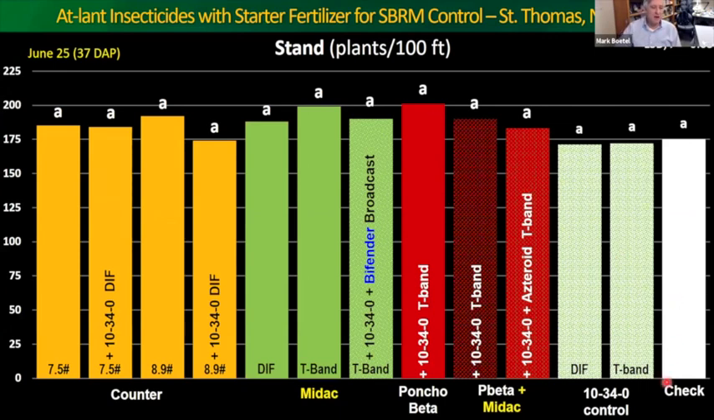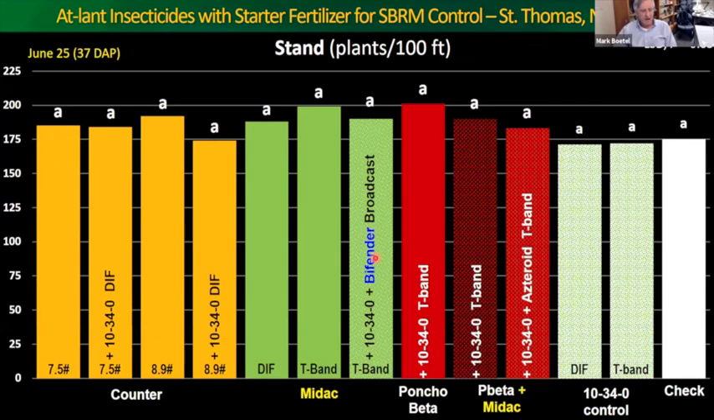This next one has a lot of treatments. I actually deleted 2 out of here, so it could have been even busier. What we were wanting to look at here, though, was applying at-plant insecticides at the same time as 10-34-0, and then some combinations as well. So on the far left, we've got Counter at its moderate rate, either with or without 10-34-0 fertilizer. The fertilizer was dribbled in furrow. And then we've got the same thing at the high, maximum labeled rate. Then we've got MyDAC in the green bars here, kind of in the center, dribble in furrow or a T-band. And then we've got the MyDAC T-banded, tank mixed with 10-34-0. And then a post application of Bifender.